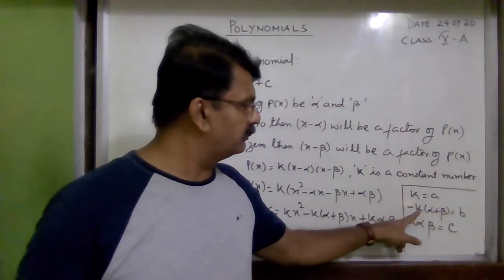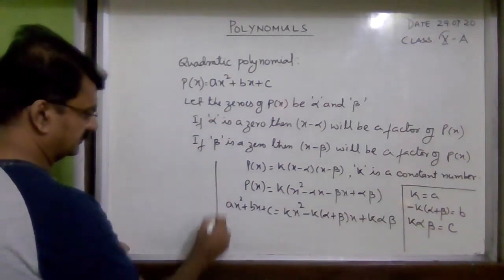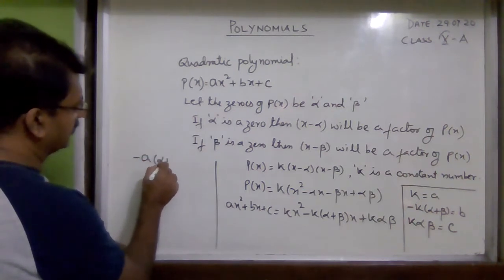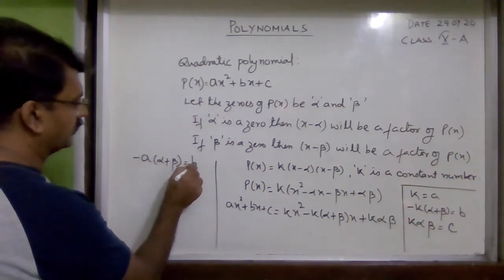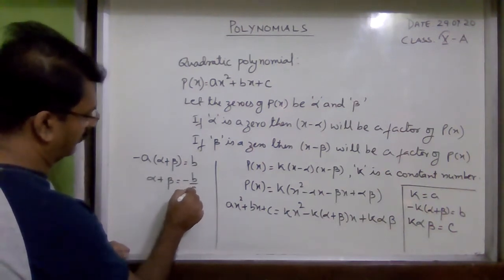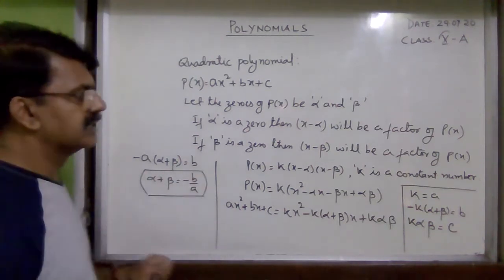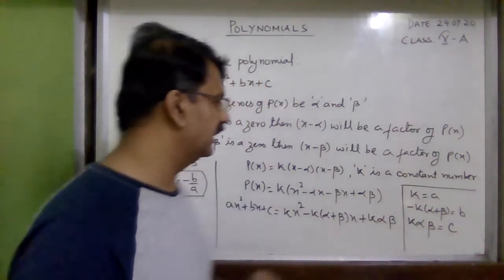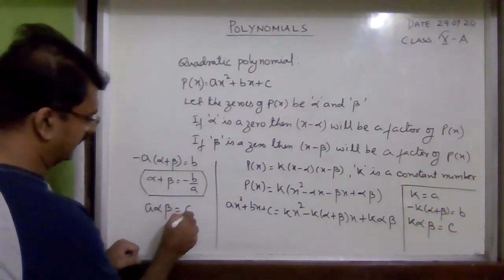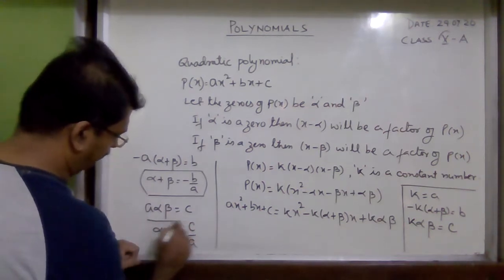Now if we simply put a over here, then minus a into alpha plus beta is equal to b, so alpha plus beta will be equal to minus b upon a. Alpha plus beta is equal to minus b upon a. Similarly, if you put k is equal to a here, then a into alpha beta is equal to c, so alpha beta will be equal to c upon a.